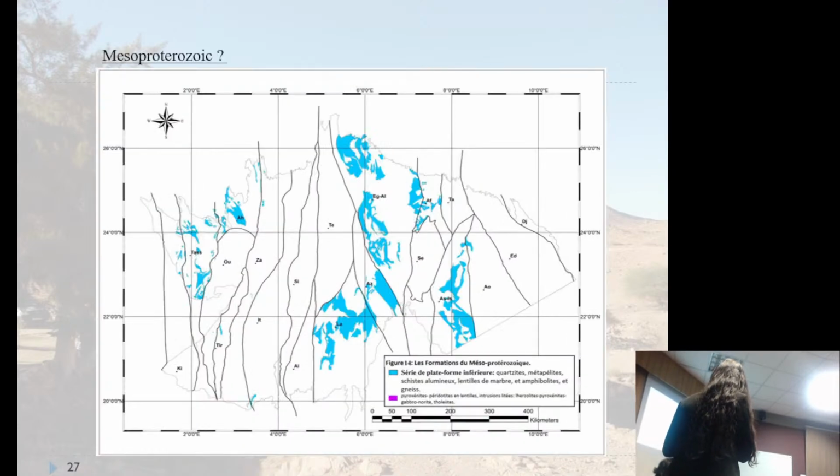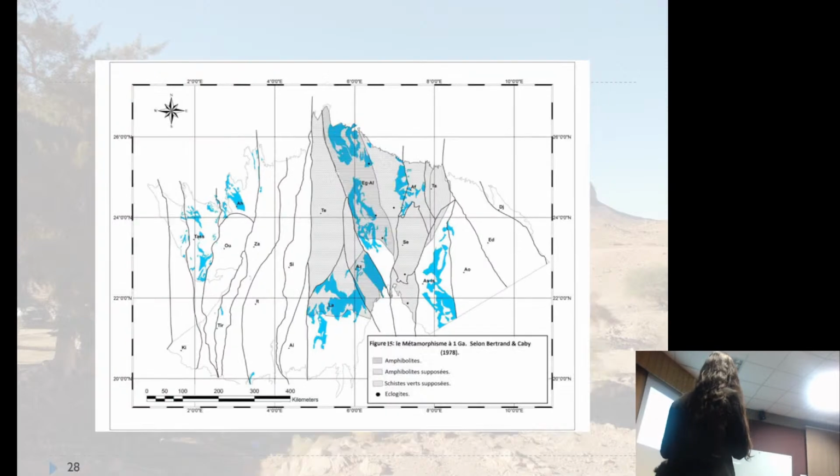Okay, all right. Mesoproterozoic. The Mesoproterozoic is also controversial because a lot of people say that there are no Mesoproterozoic events in this area, but some authors suggest there are. So they just map it here, and I don't know what else to say. This is still a supposition. And again, we have metamorphism. Same authors, same year, same idea.